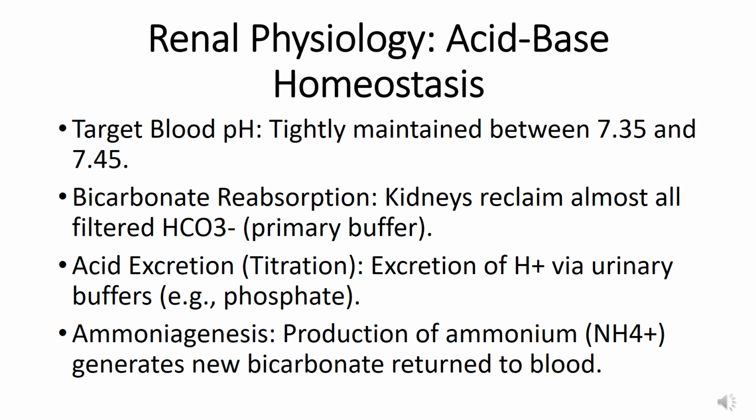The kidneys also have another powerful strategy. This process is called ammoniagenesis. It becomes especially important during chronic acid loads. In the proximal tubule, amino acids such as glutamine are metabolized. This generates ammonium, also known as NH4+. The ammonium is secreted into the tubular fluid. It is eventually eliminated in the urine.